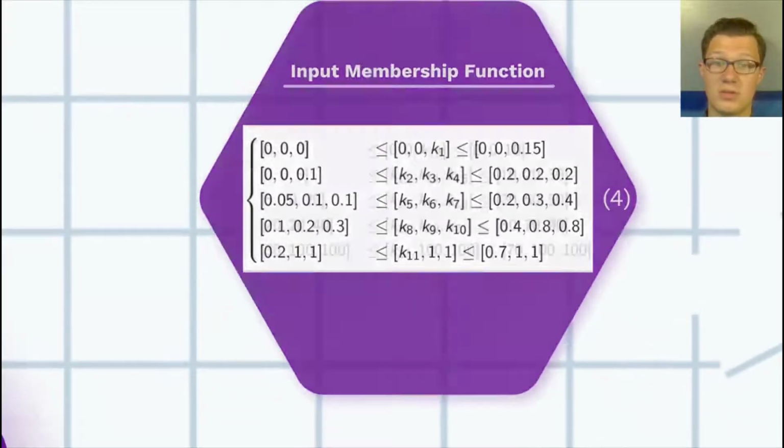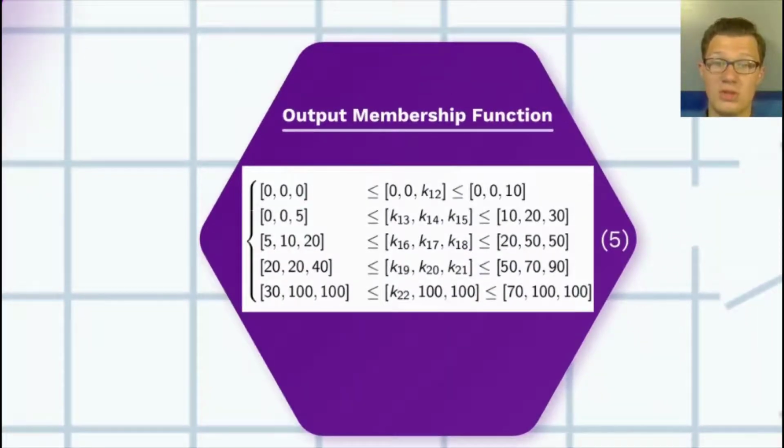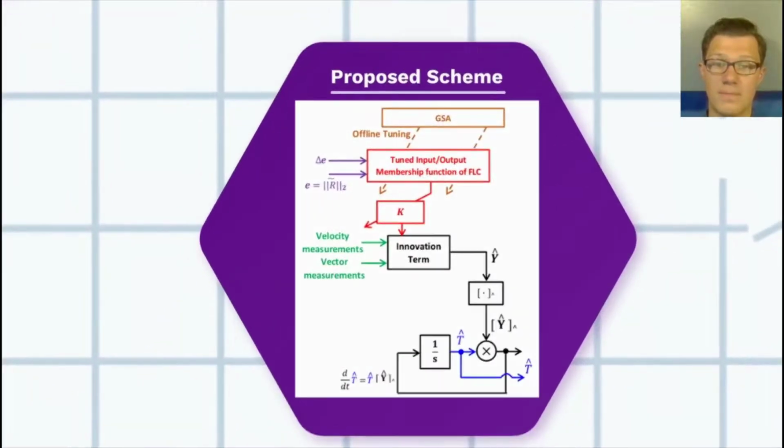Here's the output membership function, and again, our objective is to optimize the following 11 parameters, K12, all the way to K22. Once more, the values of K are bounded between the set of constants on the left and the set of constants on the right, and we selected the sets of constants on the left and right based on trial and error.